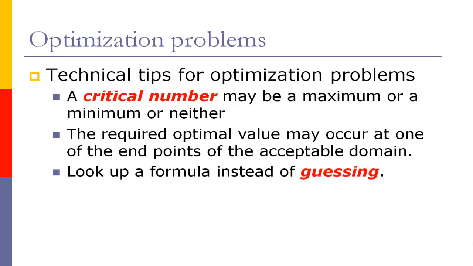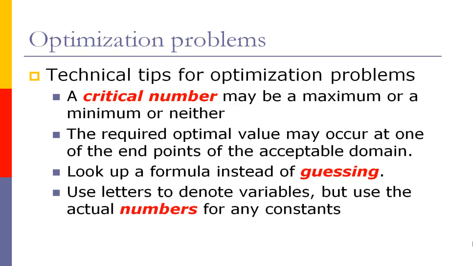Remember also that in a word problem you have to build up the equation on your own, which means that you have to use the appropriate formula. Make sure always to look up a formula that you need rather than guessing. And this goes both when you're trying to write down the dependent variable in terms of the independent one, or when you're trying to eliminate additional independent variables by relating them to the one that you want to use. Either way, make sure that the formulas you're using are the proper ones. If you're not sure that it is a correct formula, go and look it up. Finally, again, the usual thing of using letters to denote variables, but using the actual numbers for any constants.